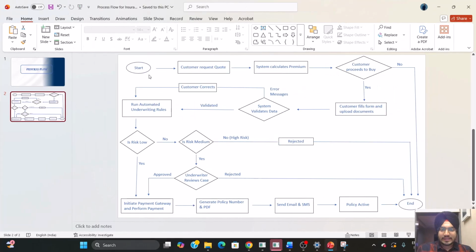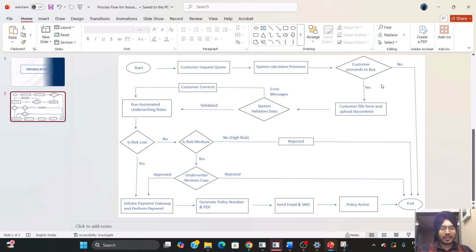So let's start it. So firstly, the customer will request the quote for the life insurance policy that he wants to buy. Then the system will calculate the premium and show it to the customer. And if customer proceeds to buy, then the customer needs to fill up the form. If customer doesn't wish to proceed to buy, then the workflow ends.